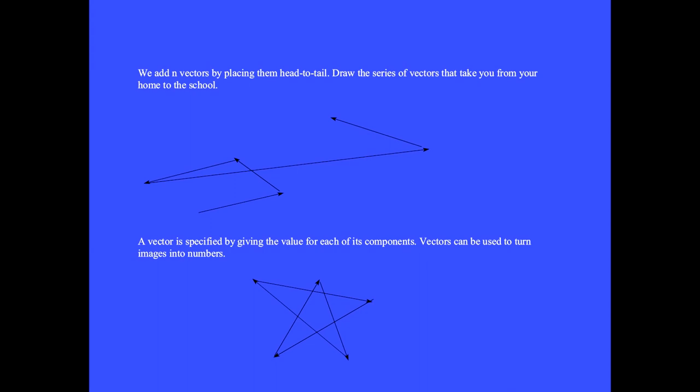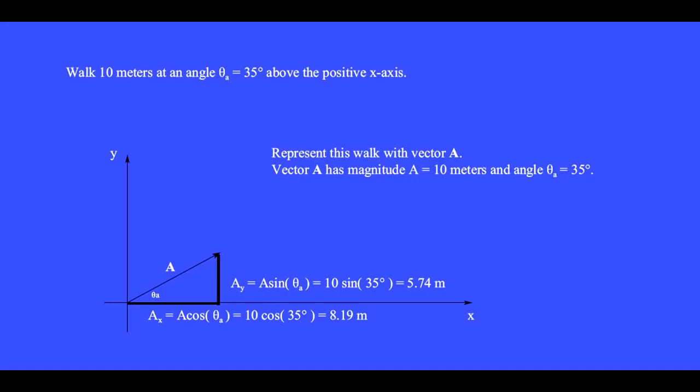We add n vectors by placing them all head to tail. Draw the series of vectors that take you from your home to the school. A vector is specified by giving the value of each of its components. Vectors can be used to turn images into numbers. Now that we've had some practice, we see that the x component of vector A is the part of A that lies along the x-axis. I'll mention in passing that in quantum mechanics, the square of these components give probabilities.